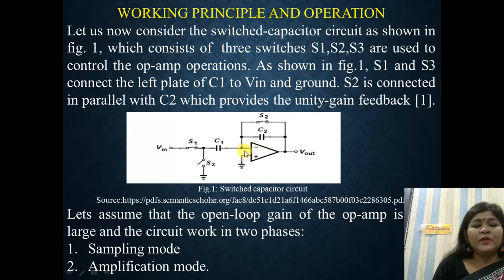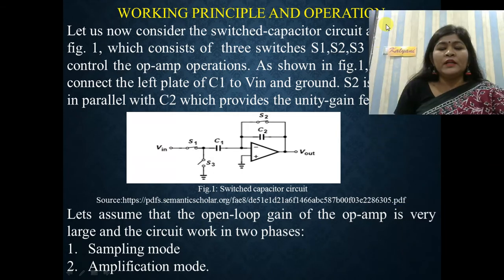The inverting terminal of this operational amplifier is connected via this capacitor C2, and this capacitor C2 is connected in parallel with this switch S2. This switch S2 provides the unity gain feedback, in the circuitry of S1, S2 and C2. Let us assume that the open loop gain of the operational amplifier is very large and the circuit works in two phases: sampling mode and amplification mode.